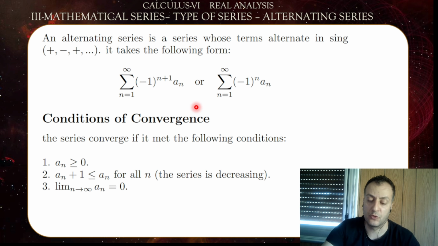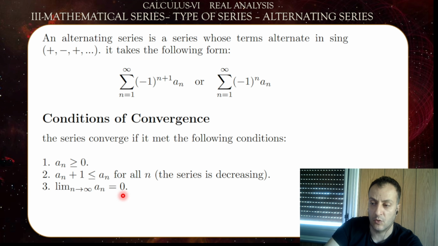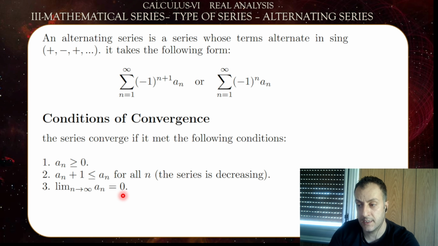Conditions of convergence. In order to test for convergence, we need to run the Leibniz test, which has 3 conditions. First condition, an should be greater than or equal to 0. Second condition, the sequence should be monotonically decreasing. So basically, an plus 1 is less than or equal to an, or in other words, the subsequent terms are less than the previous terms. So the terms are decreasing gradually. Third condition is that the limit of an as n approaches infinity should be equal to 0.